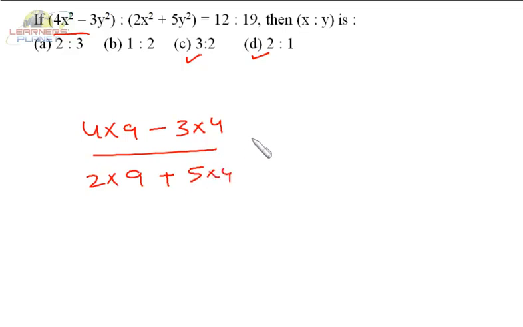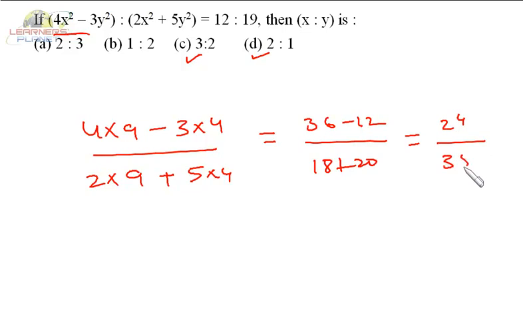Now let's see whether we get 12 by 19 or not. So it's 36 minus 12 upon 18 plus 20. Okay, so 36 minus 12 is 24 by 38, which is actually 12 is to 19. Okay, so 3 is to 2 will be obviously the correct choice. We don't have to check 2 is to 1. Okay friends, I hope you are clear.